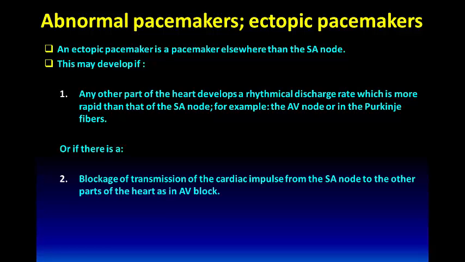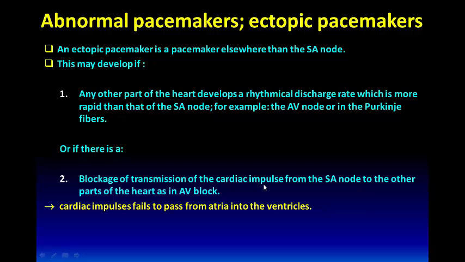Or if there is blockage of the conduction of the cardiac impulses from the sinoatrial node to other parts of the heart, as in AV block, when the AV node blocks the conduction of the impulses from the atria to the ventricles. In this case, the atria would beat according to the impulses generated from the sinoatrial node, and the ventricles, because they do not receive cardiac impulses from the sinoatrial node, would have to develop their own pacemaker.